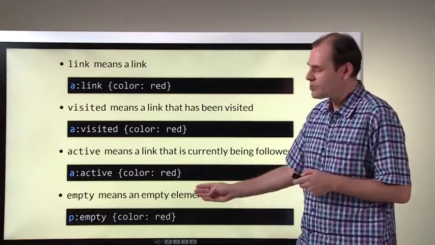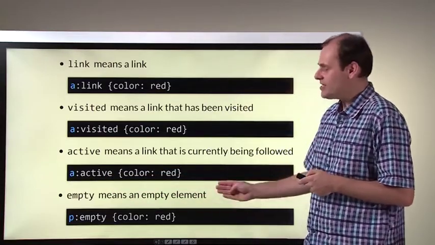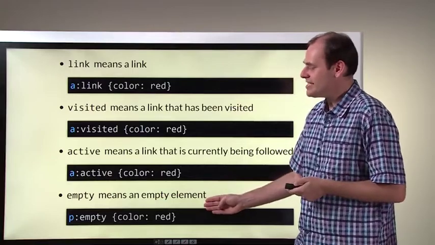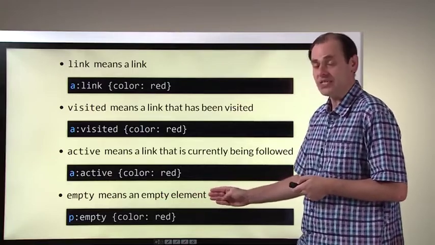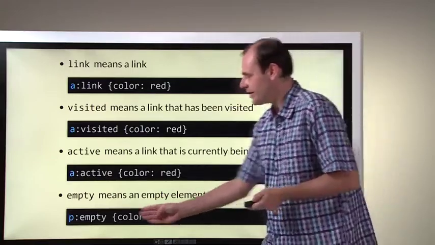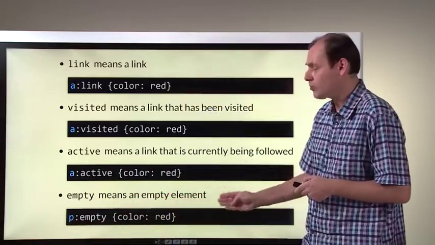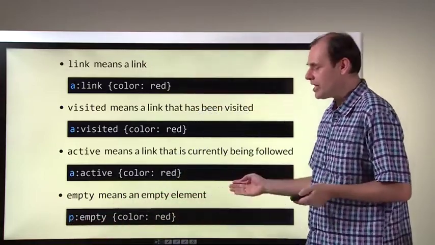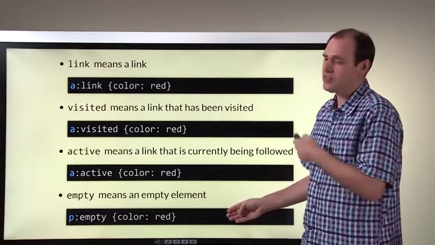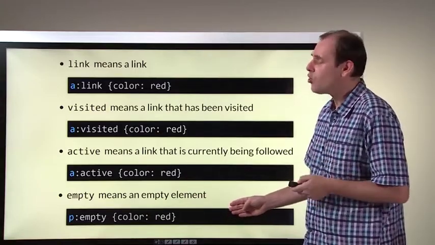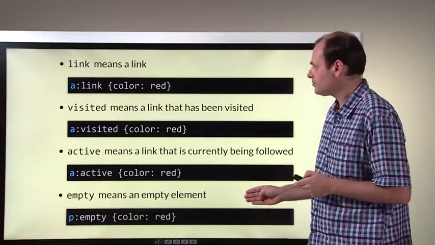What about this one? Well, this one doesn't have to be for A. This is pretty straightforward. This is any element which is empty. It has nothing inside it. It could be every paragraph which is empty. It will use this style rule. So this is just 5 of them, but there's actually another 20, 30, 40, a lot more pseudo classes.